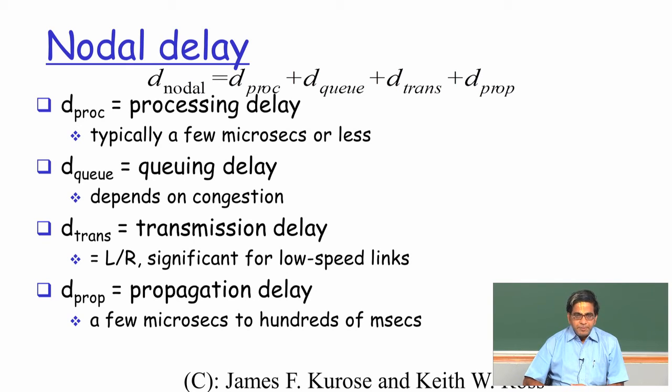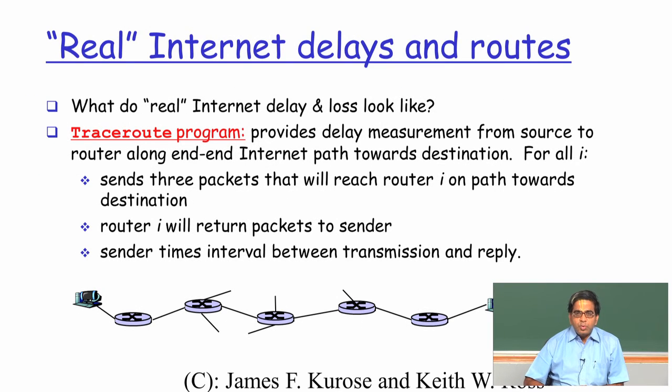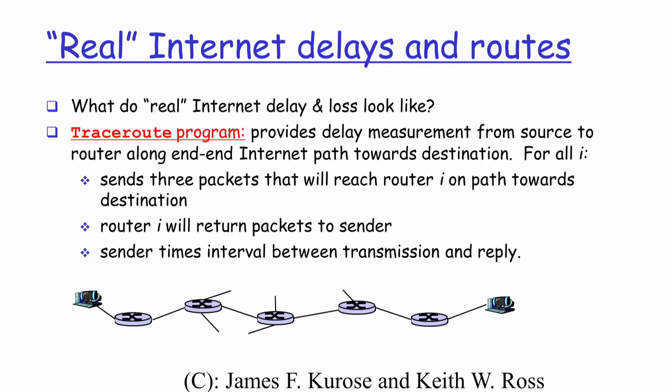So accordingly, we introduce a component called the nodal delay, which is basically the summation of my processing delay, the queuing delay, the transmission delay and the propagation delay, right. So that is basically how I try to understand the different types of delays that my packet can go through from the source machine to the destination machine.